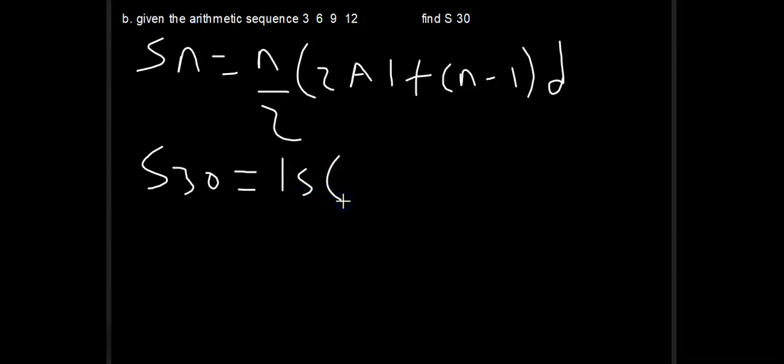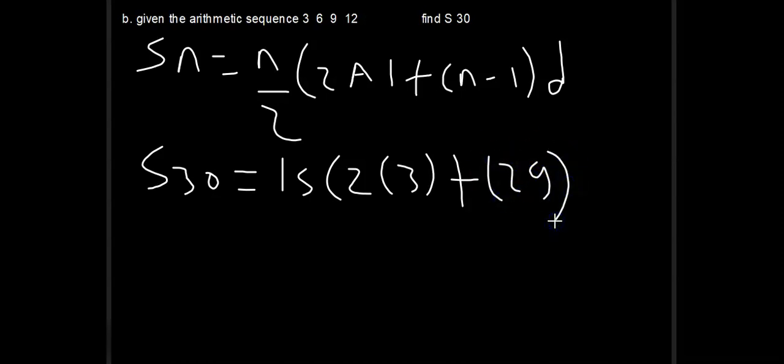Then 2 times a1. Well, a1 is the first term, so it's 2 times 3. That's my a1 value. And then plus n minus 1. When you subtract 1 from 30, you get 29.